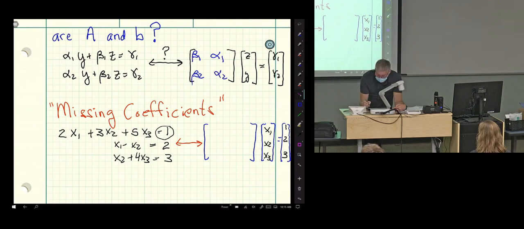Okay, so now let's fill in the matrix. What multiplies x1 in the first row of the matrix? So that's the 2. That's 2. And what multiplies x2? We have 3. And what multiplies x3? That's the 5.